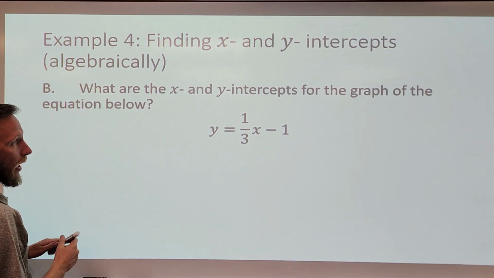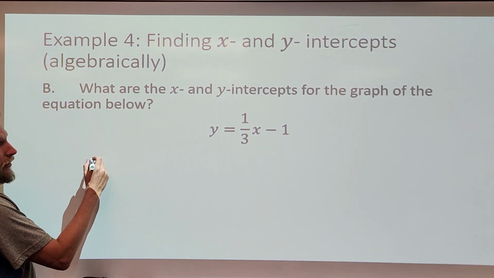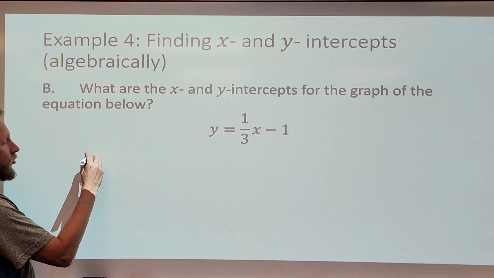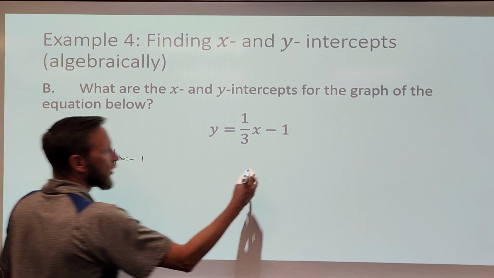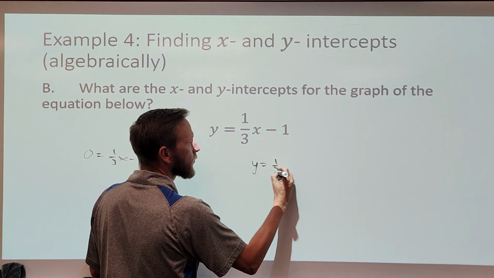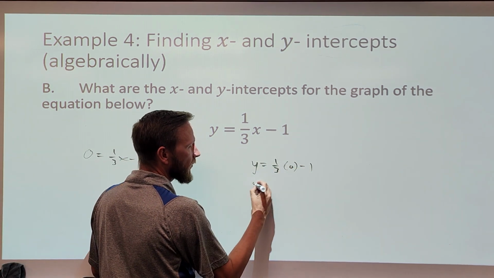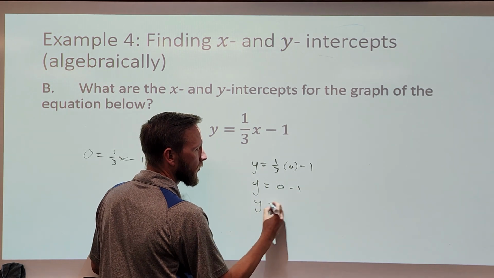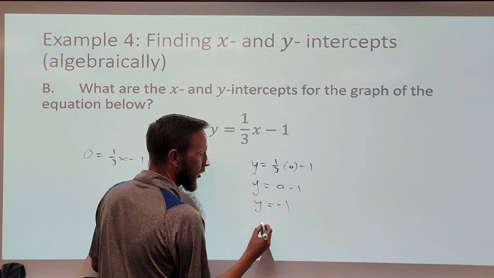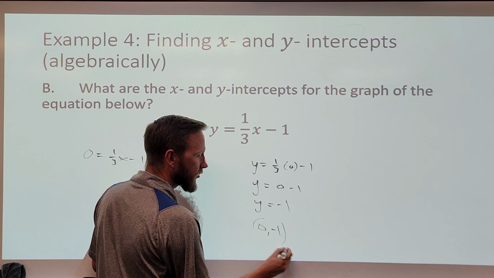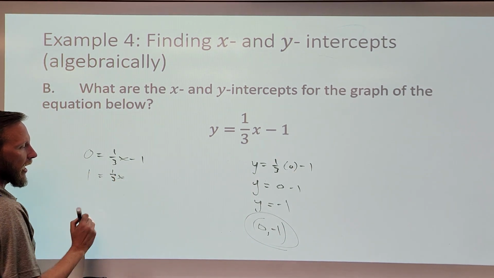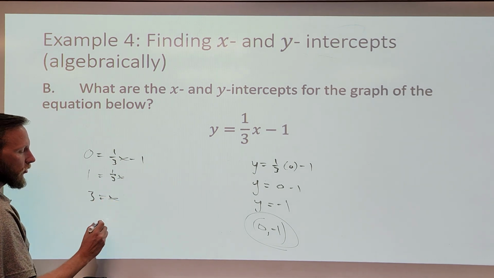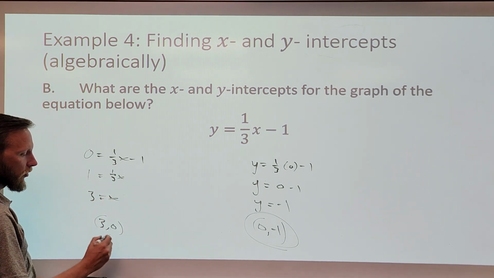All right, maybe you have a line. Here we have y equals 1/3 times x minus 1. If y equals 0, or if x equals 0, we'll have a couple different situations. Here we have the y-intercept is 0 comma negative 1. Here we have the x-intercept. I'm going to add 1 to both sides and multiply by 3 on both sides.